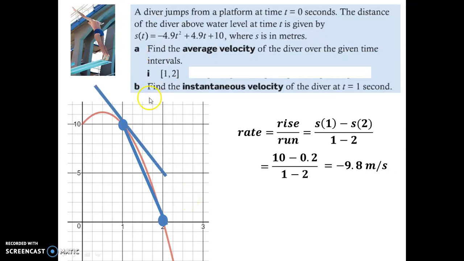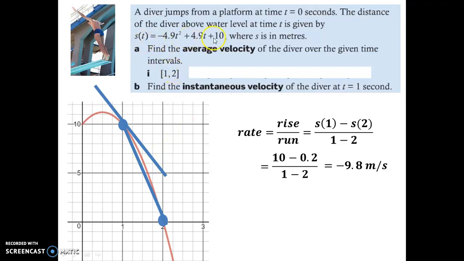Now let's look at part B, the instantaneous velocity. As you remember, instantaneous means one moment in time. This is where calculus is necessary. We want to know what is the velocity exactly at time equals 1. So it's like we freeze the motion of the diver and we look at time equals 1. What is their velocity? Velocity is the slope, and the slope is found by finding the slope of the tangent. And to find the slope of the tangent, we need the derivative, right?